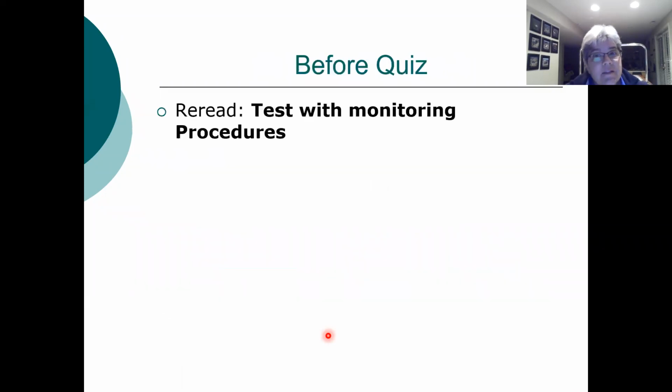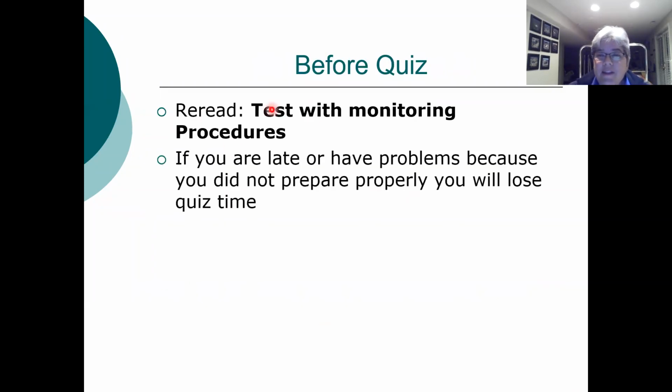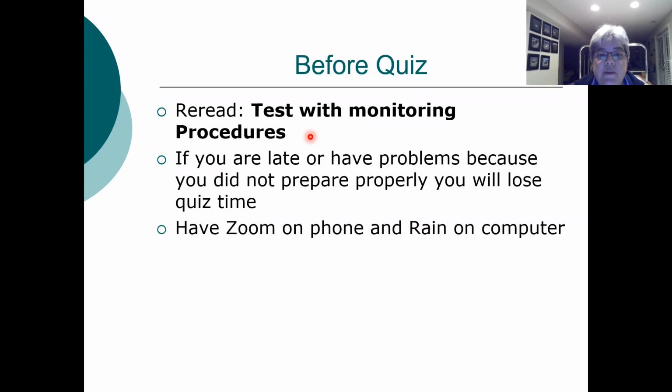Okay, so before next week, you need to reread that document about the monitoring procedures where I explain this. You were supposed to have sent me an email telling me if you had any problems, and you all said you didn't, except one person that I've dealt with. So make sure you read that again, because if you miss something and you do something wrong or you're not ready, then you will lose quiz time. You need to make sure that you have Zoom on your phone. So you need to get that app on your phone if you don't have it.